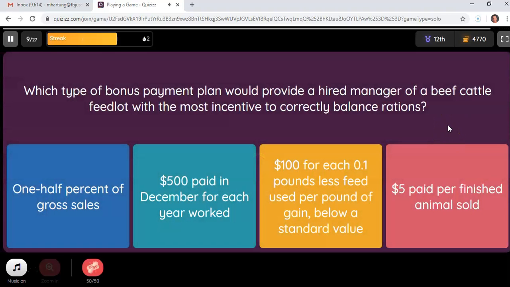Which type of bonus payment plan would provide a hired manager of a beef cattle feedlot with the most incentive to correctly balance rations? 0.5% of gross sales. That doesn't really have anything to do with food. $500 paid in December for each year worked. That doesn't have anything to do with balancing rations of food. $100 for each 10th pound, 0.1 pounds less feed used per pound of gain below a standard value. That sounds like it has to do with managing feed. $5 paid per finished animal sold. That doesn't have anything to do with managing feed. It's got to be this one.